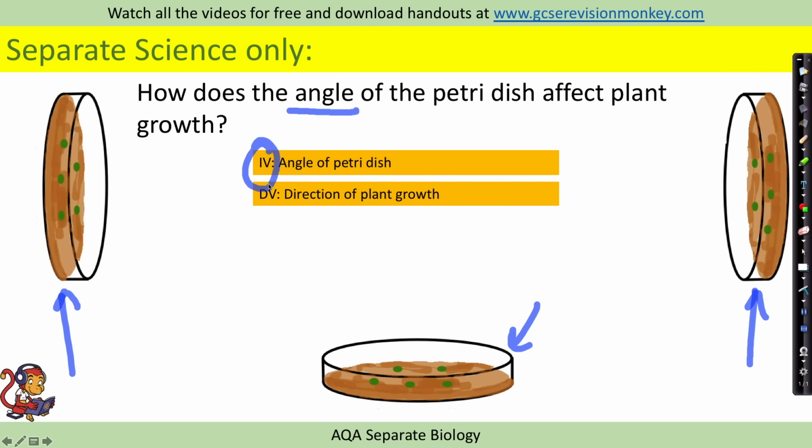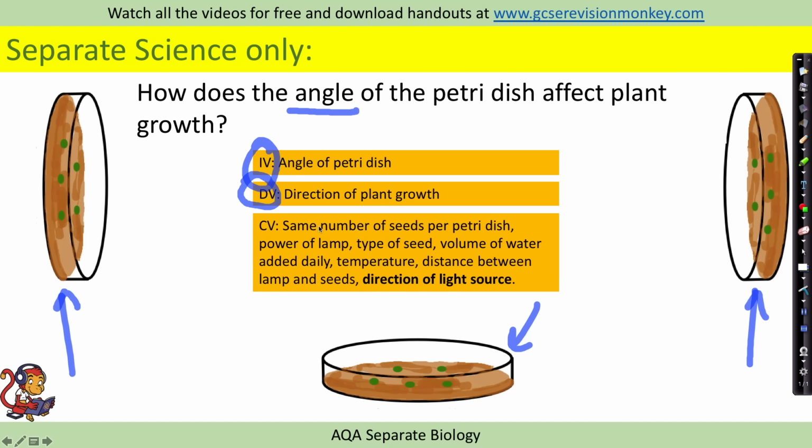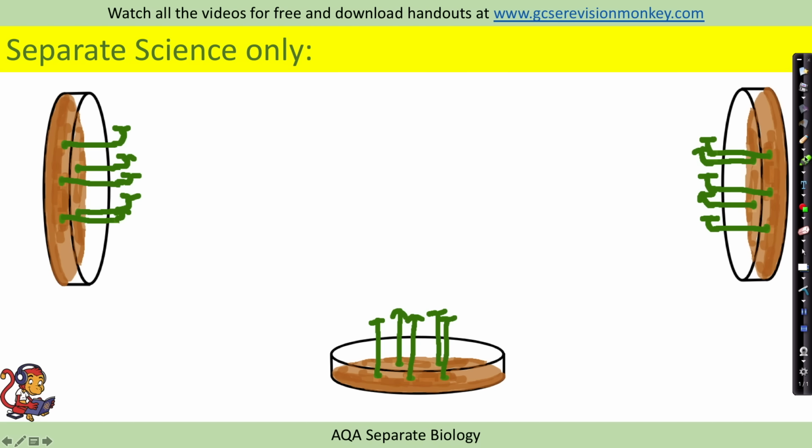Our direction of plant growth would be what we are going to record after our experiment, and our control variables would be, again, similar things to before. Make sure we're keeping the direction of the light source the same, and also light intensity or background lighting we'd want to keep the same in this one as well. As a result of this experiment, we may expect results a little bit like this, whereby the shoots are responding to gravity and growing upwards in all cases.